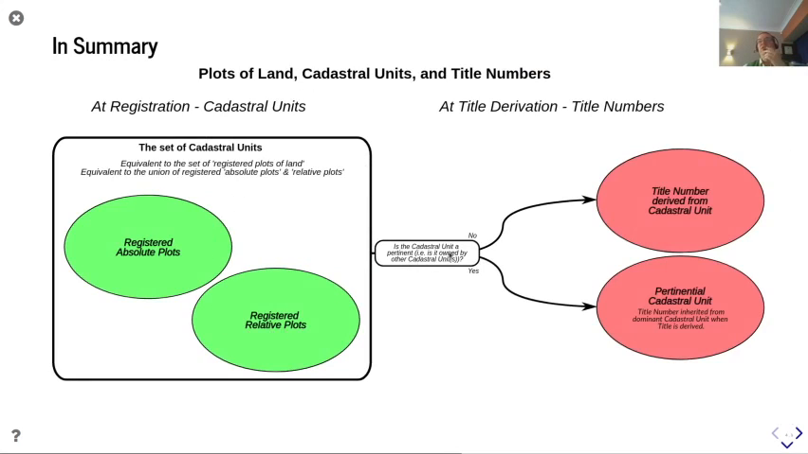So is the cadastral unit appurtenant, i.e. is it owned by other cadastral units? If the answer is yes, it's a pertinential cadastral unit and the title number is inherited from the dominant cadastral unit when title is derived. If no, the title number is derived directly from the cadastral unit itself.